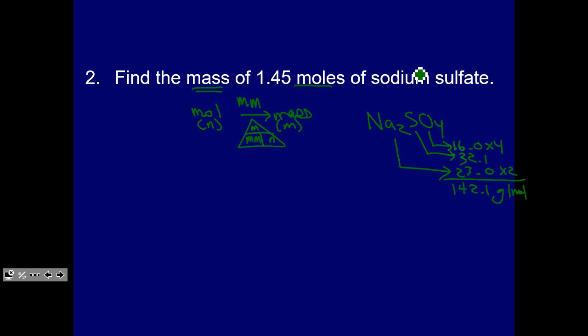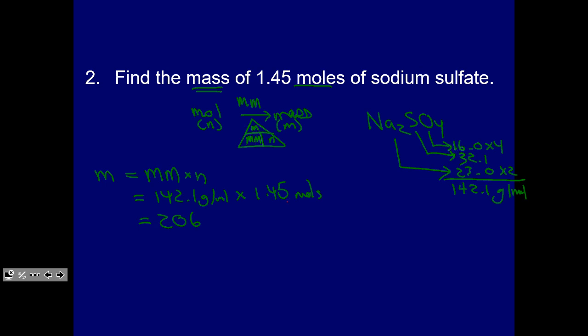I want to find the mass. I cover up the m. m equals molar mass times moles. 142.1 grams per mole times 1.45 moles. I still have the 142.1 in my calculator. Times 1.45. 206. And it looks like 3 significant digits right there.